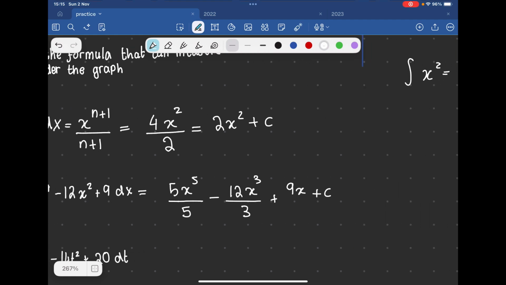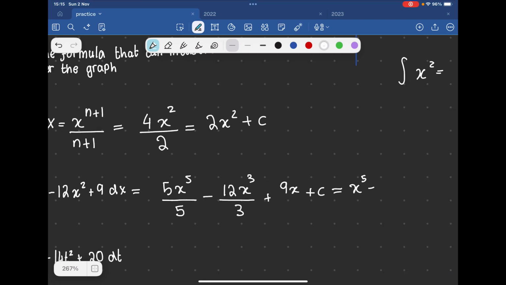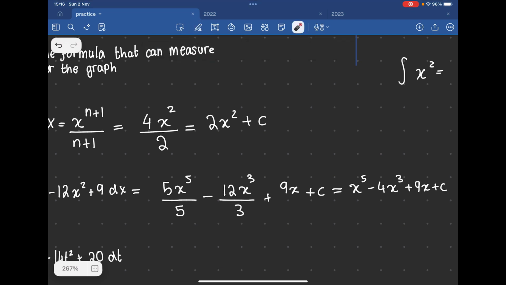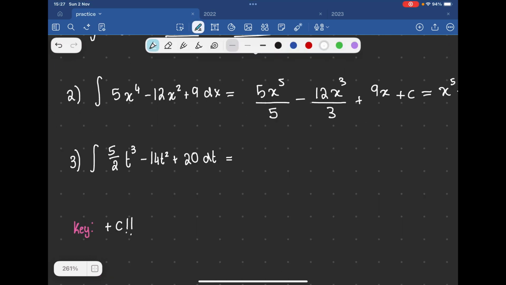And a constant of integration. What I like to do now is tidy it up because it looks just a tad bit messy. So if we tidy it up, it's going to equal x to the power of 5 minus 4x^3 plus 9x plus c. And that's the answer to finding this antiderivative.